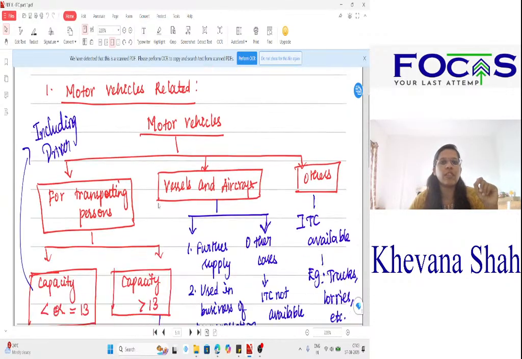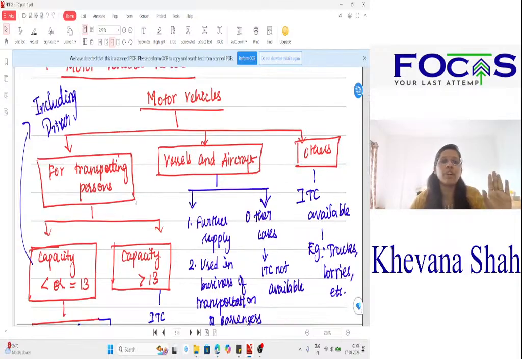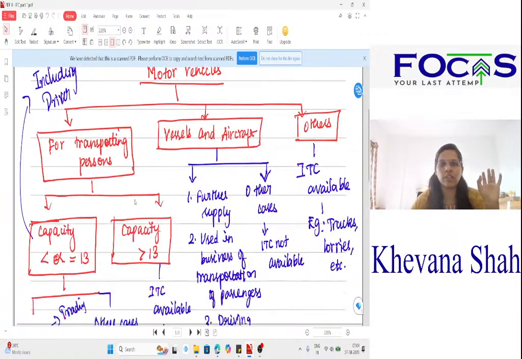So the only thing you need to remember is this table. Okay. For motor vehicles, for transportation of persons, you need to check if capacity is less than or equal to 13 including driver. Then in that case you need to check further three conditions: further supply, then used in business transportation of passengers, and driving schools. If in those three cases ITC is available, in other cases ITC is not available.